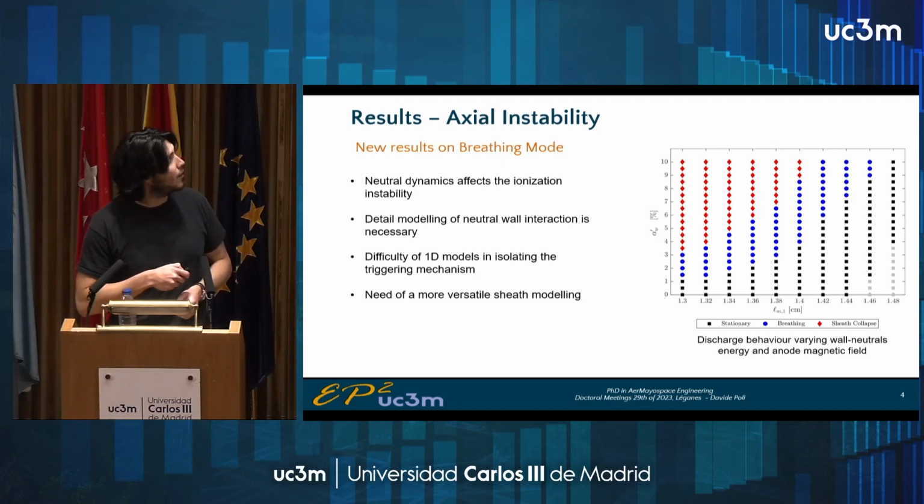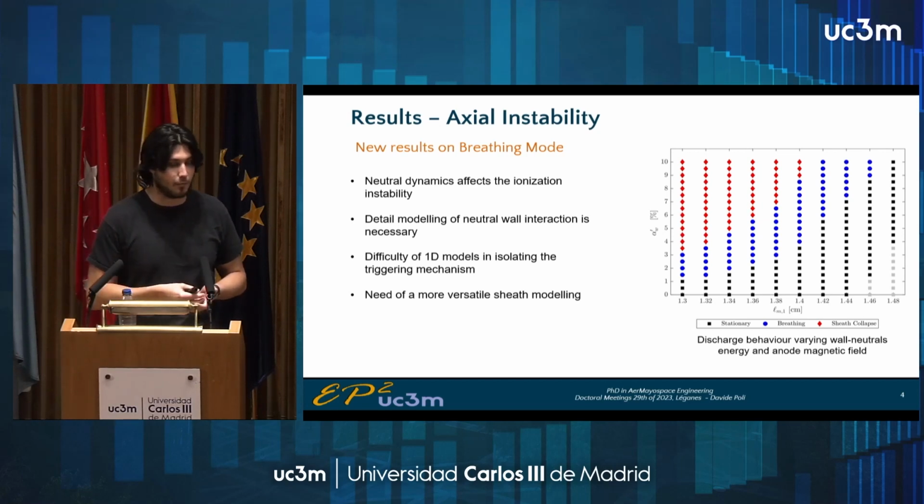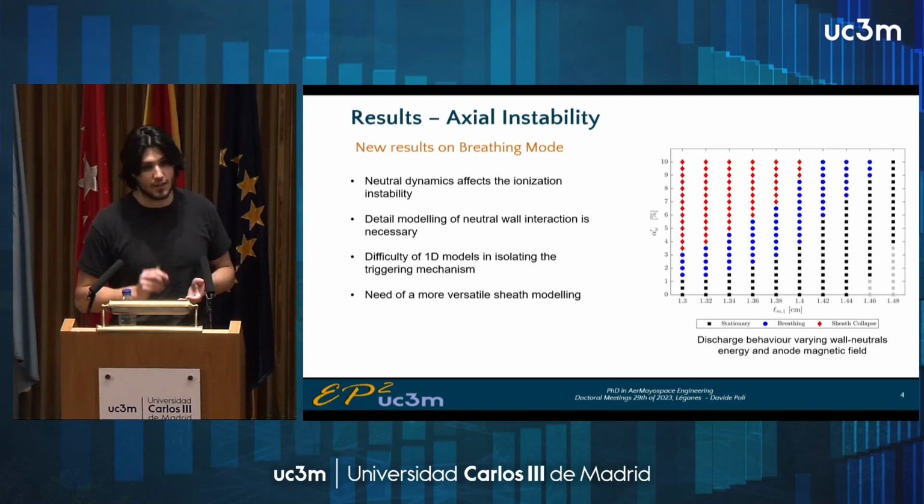What's interesting here is that on the y-axis we have the energy input for neutrals coming from the wall, because when an ion hits the wall, it recombines and re-enters the bulk of the plasma as a neutral, retaining part of the energy of the ions prior to the strike. And on the x-axis, we have the anode magnetic field intensity. What we can see is that there is a relationship between the onset of the breathing mode and these two parameters. And this is not something trivial, because in the literature, for example, neutral dynamics is completely disregarded and is not considered in the study of the breathing mode.